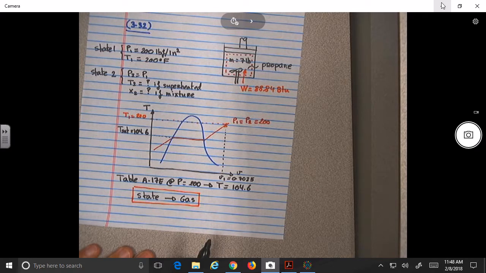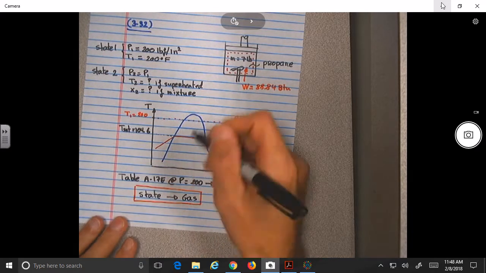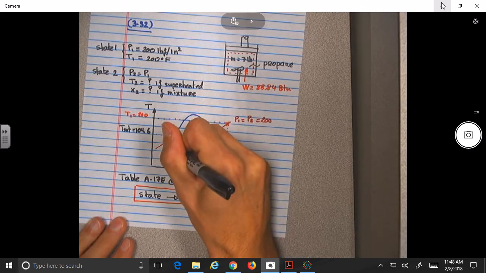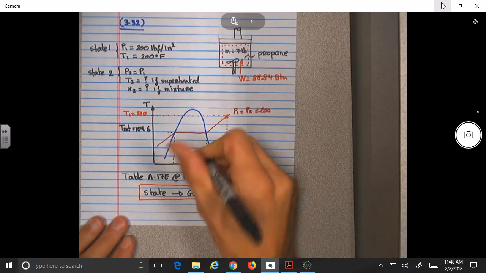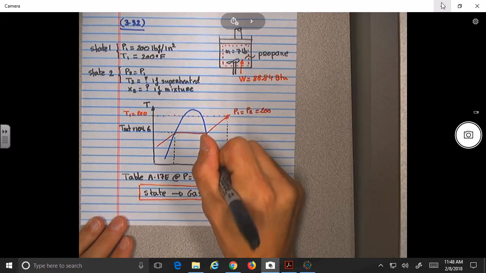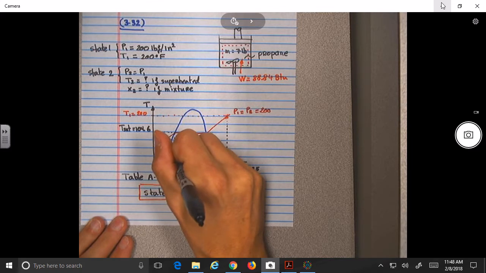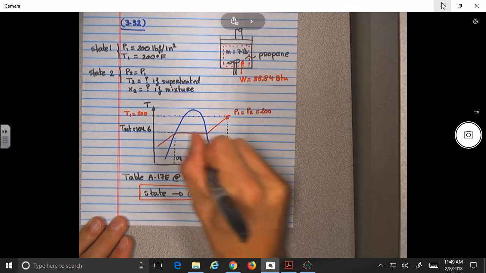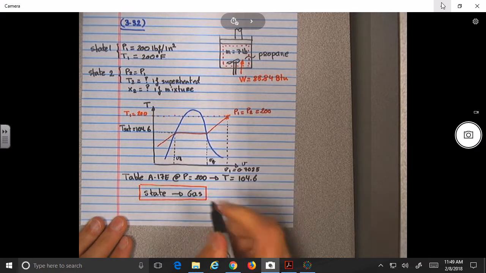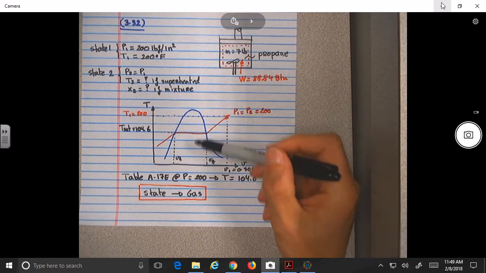I'm going to find out in which state it is. Can we know this value and this value? What do we know about this value over here and this value over here? This one will be V sub what? I think they will call it V sub liquid, and this one V sub G, V sub gas. So do we know these values?